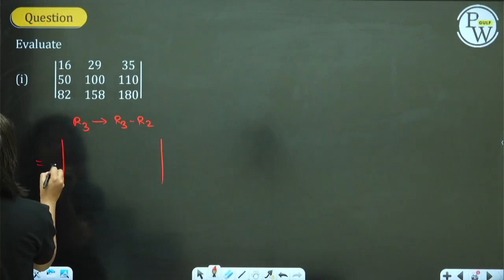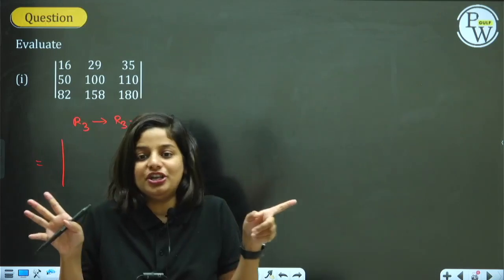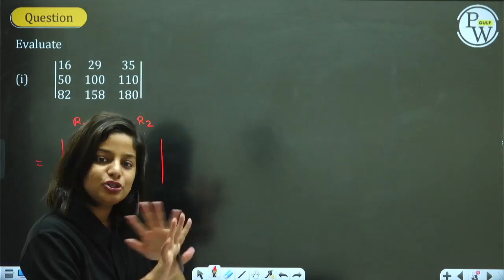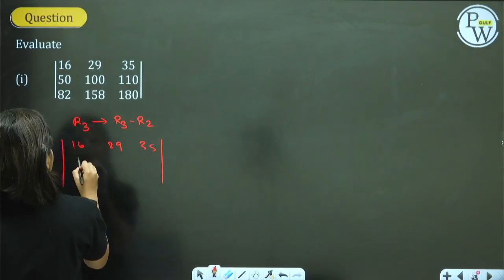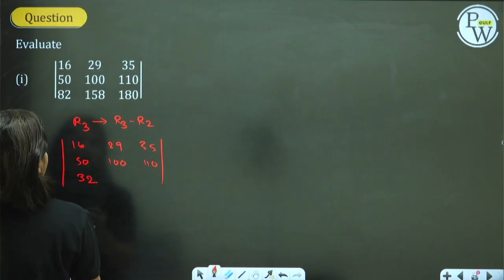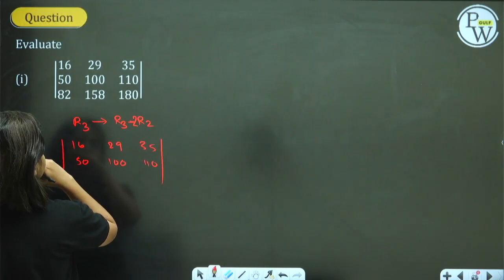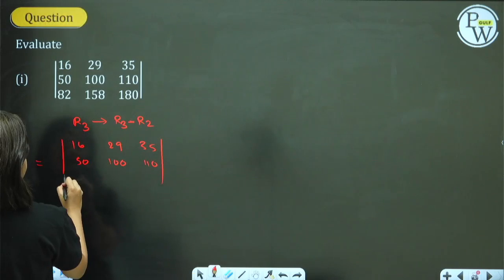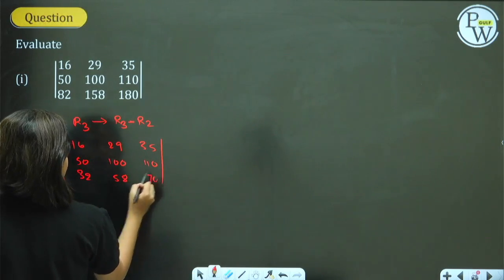When I am using this 7th property, elementary transformation, is there a sign change needed? No. When I am interchanging two rows or columns, sign change happens. Here I am not interchanging two rows or columns. I am using the elementary transformation, so no sign change. 16, 29, 35, 50, 100, 110. Let's do one thing. Row 3 changes to row 3 minus row 2. That's it. Okay, this is 32, 58 and 70.